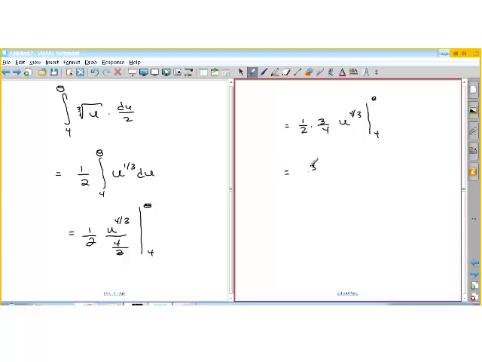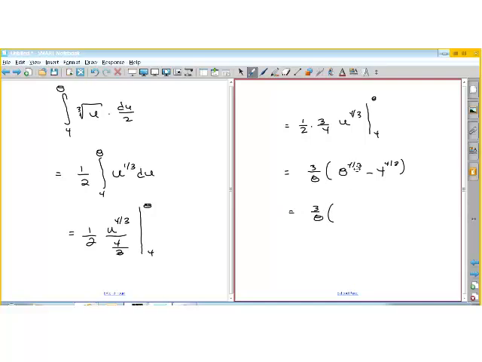So that's 3/8. And so we have 8 to the 4/3 power minus 4 to the 4/3 power. Now this one you can actually simplify because the cube root of 8 is 2 and 2 to the 4th power is 16. So that part is 16.